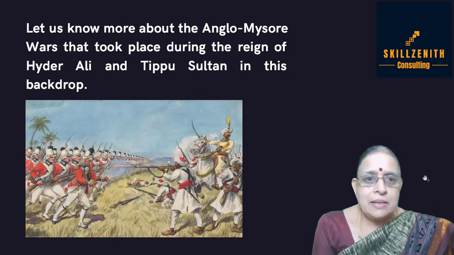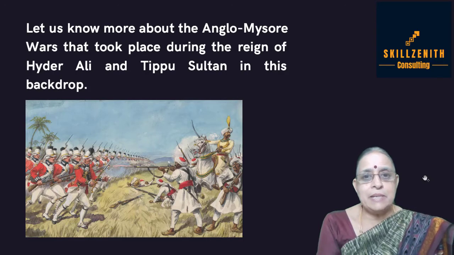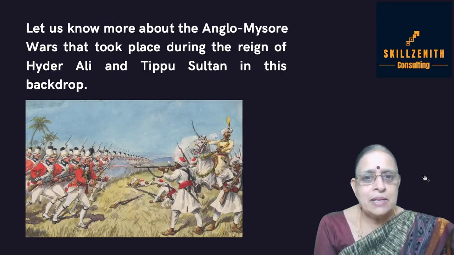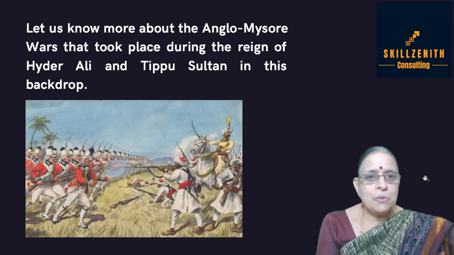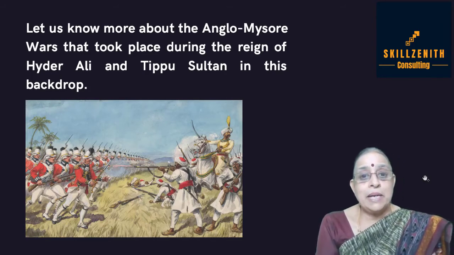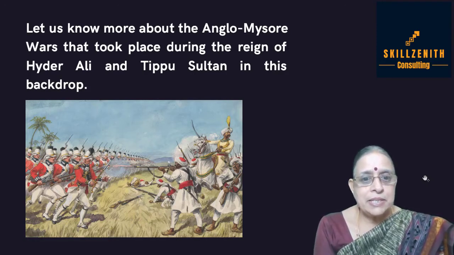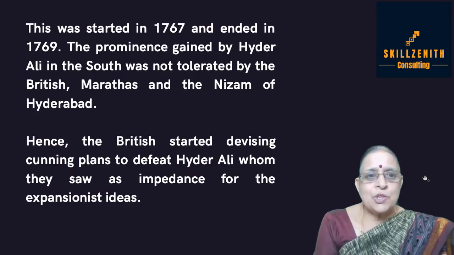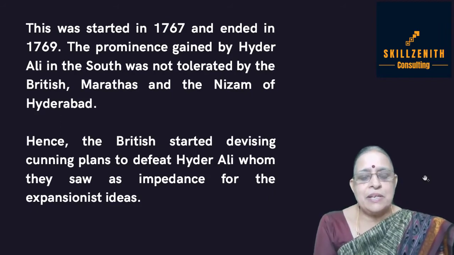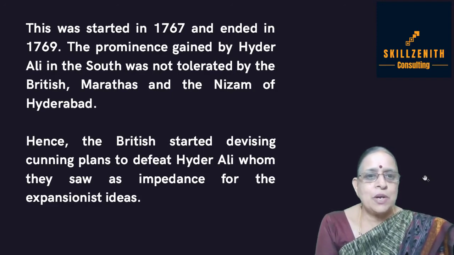Let us learn more about the Anglo Mysore Wars that took place during the reign of Hyder Ali. Reign means rule, and Tipu Sultan in this backdrop. Backdrop means ತೆರೆಮರೆ. What happened? How Hyder Ali and Tipu Sultan played an important role during these wars. War between the British and the Mysore. Let us learn about the first Anglo Mysore War. This started in the year 1767 and ended in 1769. That means the first Anglo Mysore War was fought for almost 2 years.